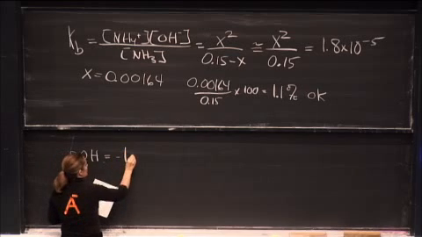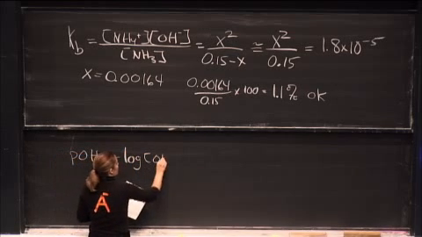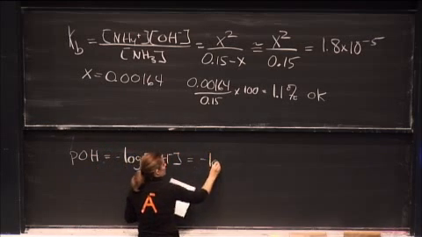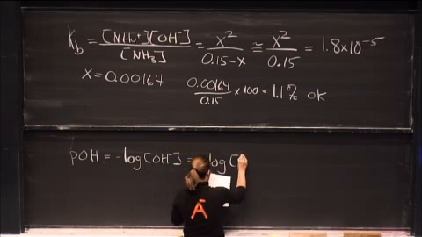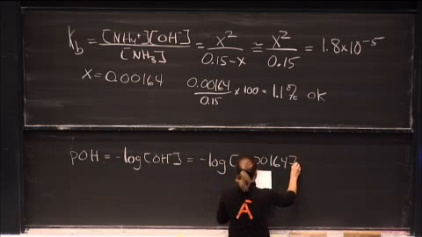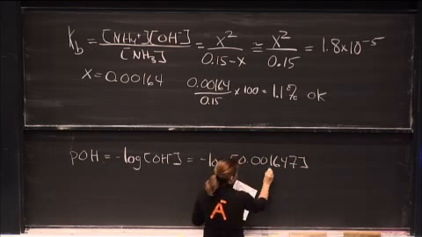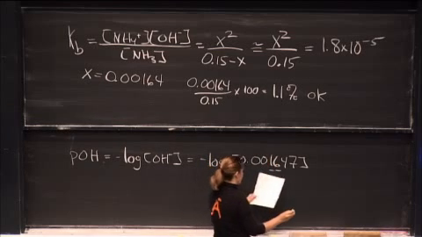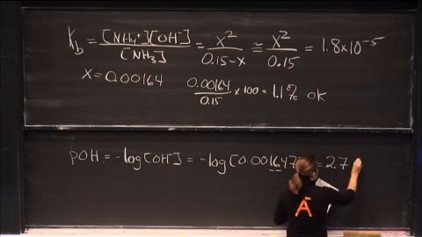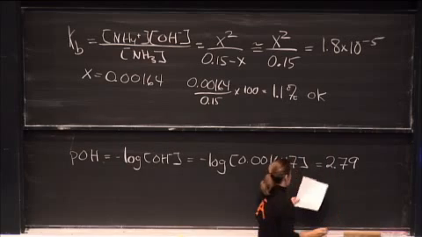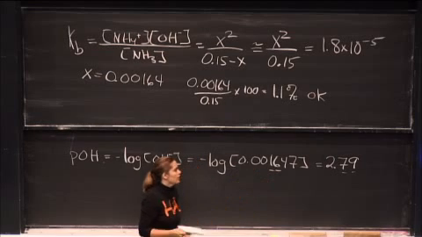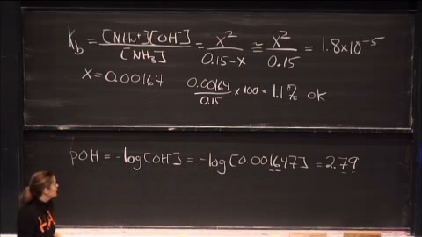So pOH is minus log of the hydroxide ion concentration, or minus log of 0.00164. And we really only have 2 significant figures here. And that is going to come out to 2.79. And so we would have 2 significant figures after the decimal point because this number had 2 significant figures in it. But I'm not done.